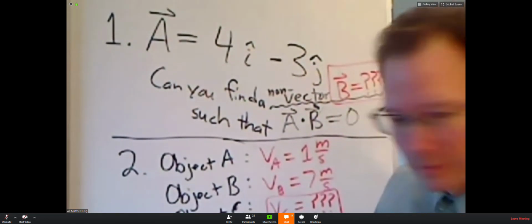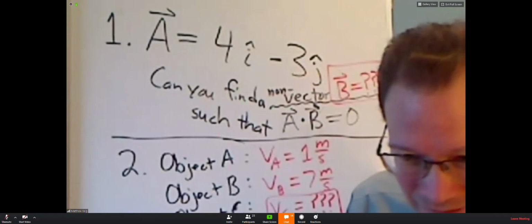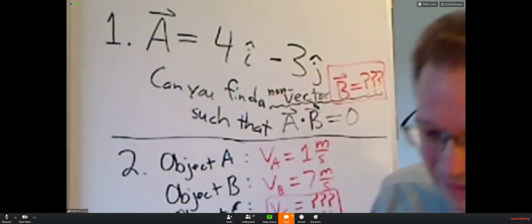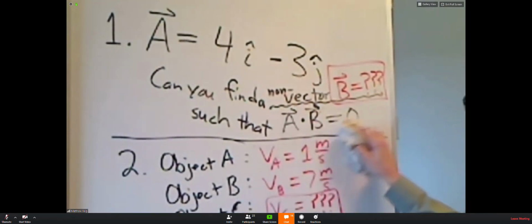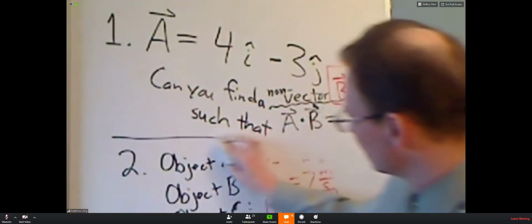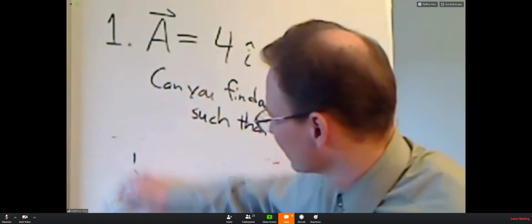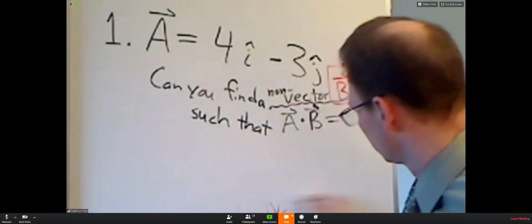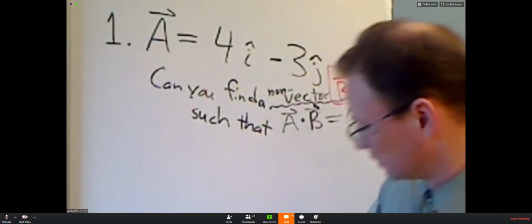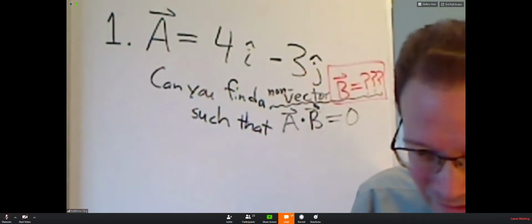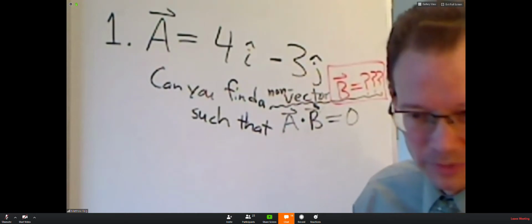Can somebody tell me, maybe Darren, I see your name down there, how you would think through number one? I'm going to erase number two and give myself some space here. What's a vector that would work for B?